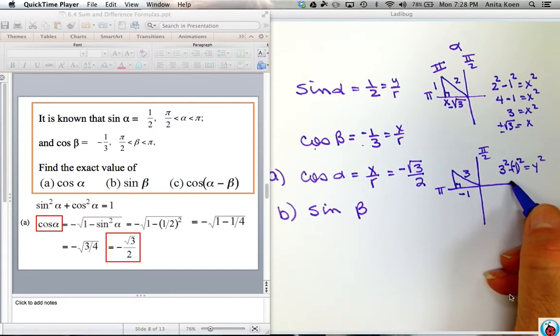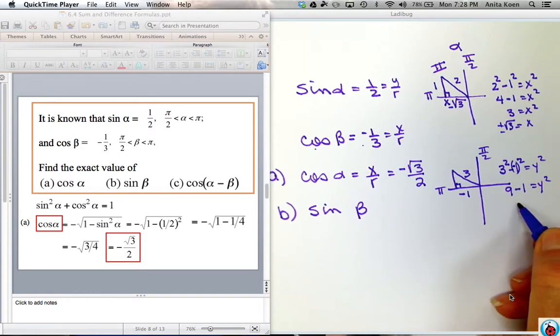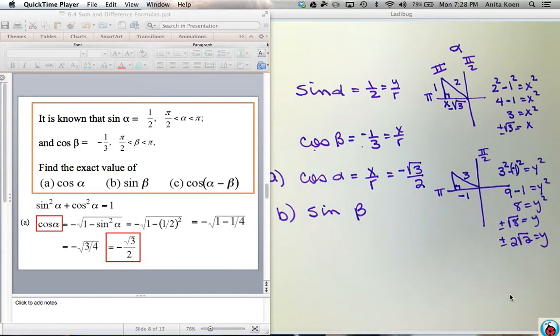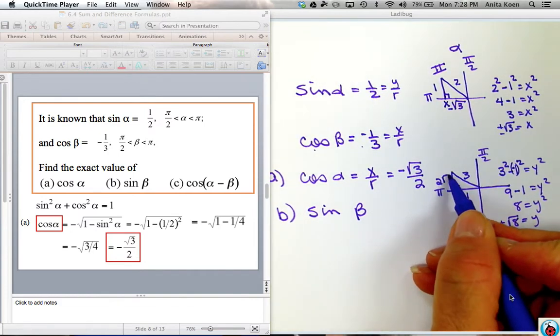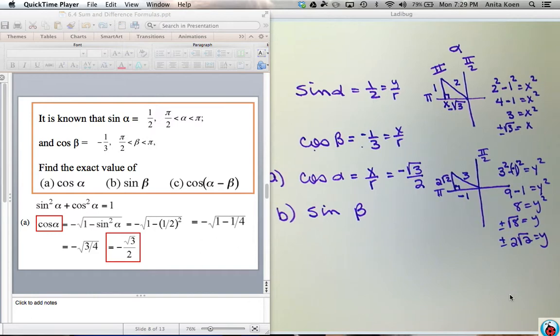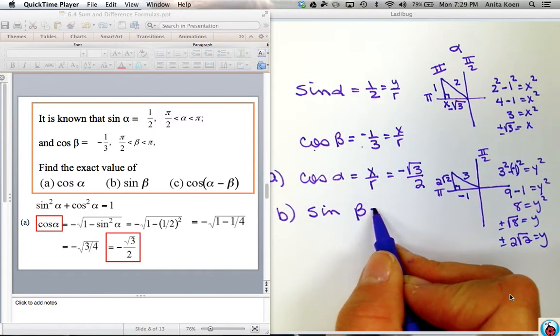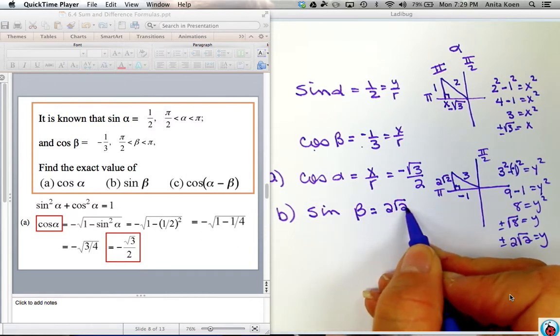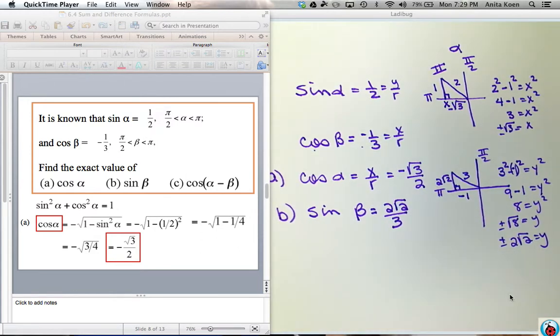So that's going to be 9 minus 1 is y squared. So 8 is y squared, and y is the positive and negative square root of 8. Okay, and if you simplify that, that's 2 square roots of 2 for y. So this is positive 2 square root of 2. Okay, and so now we can find the sine of beta, which is going to be 2 square roots of 2 over 3.